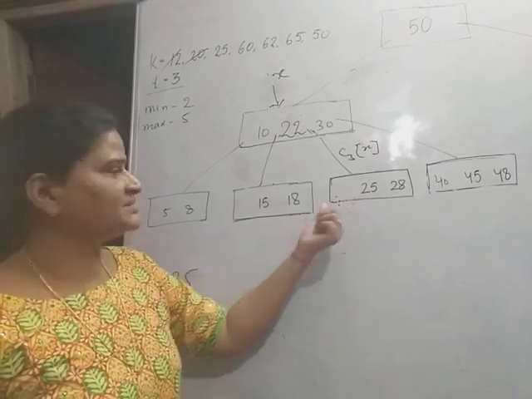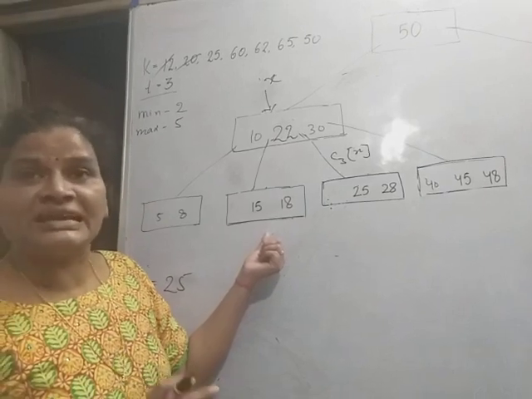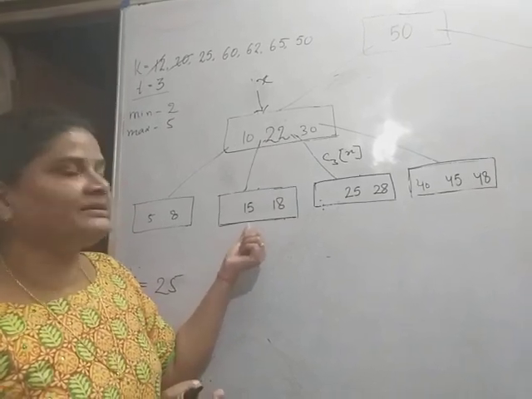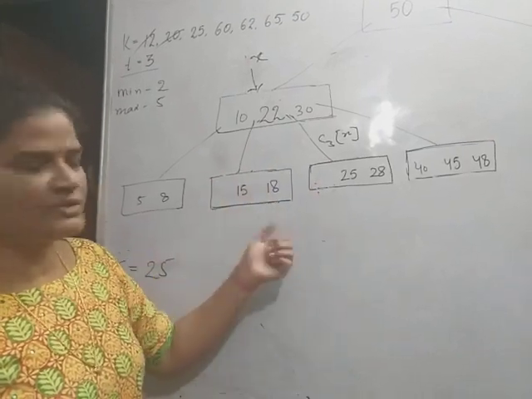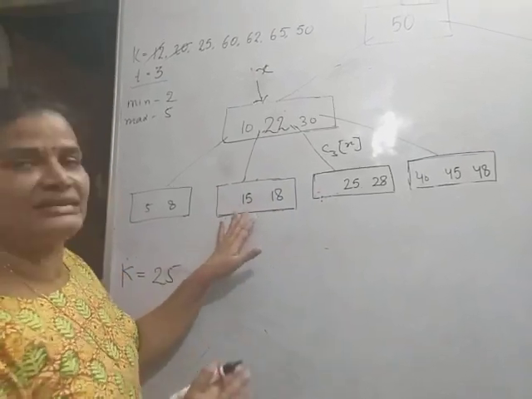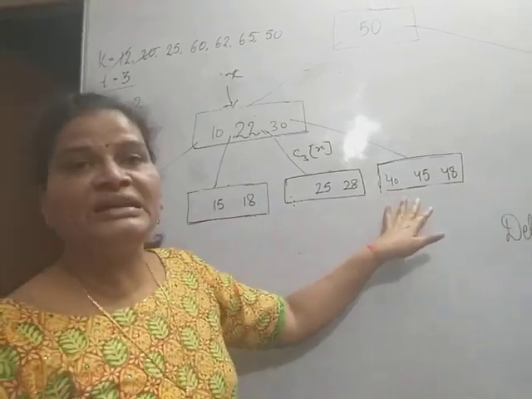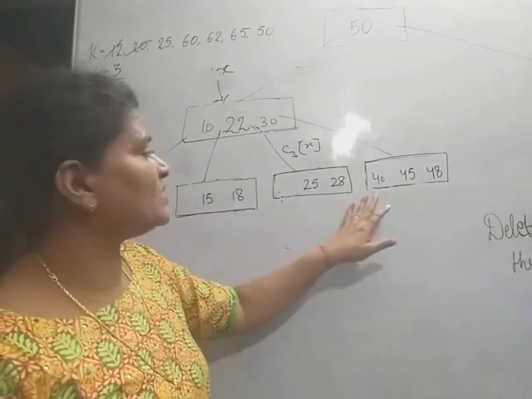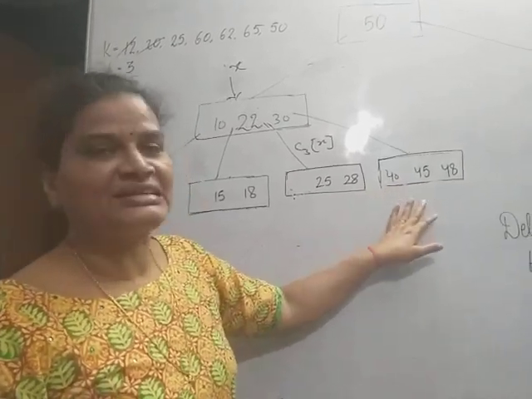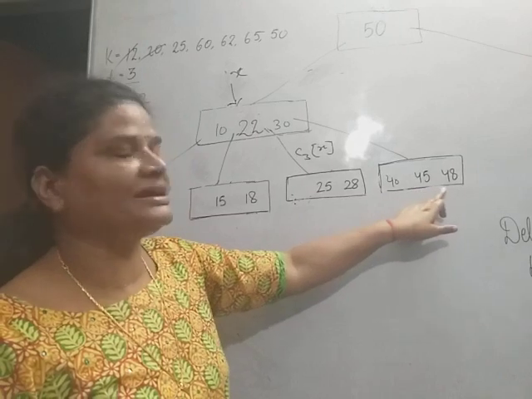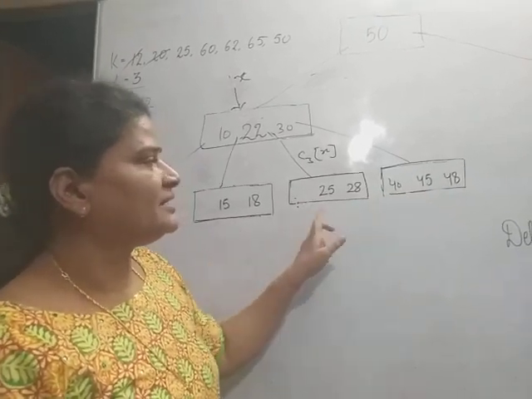Now there are again three cases. First we check its immediate left sibling. If its immediate left sibling contains t number of keys, then we simply perform the rotation. But if the immediate left sibling doesn't contain t number of keys, now check its immediate right sibling. This is the second case. The immediate right sibling contains t keys.